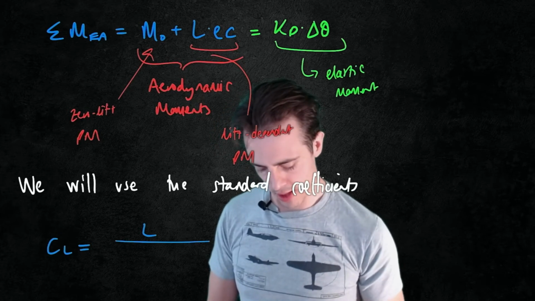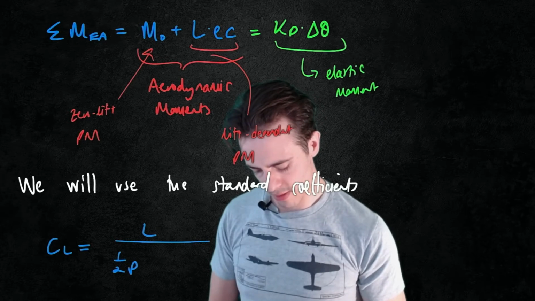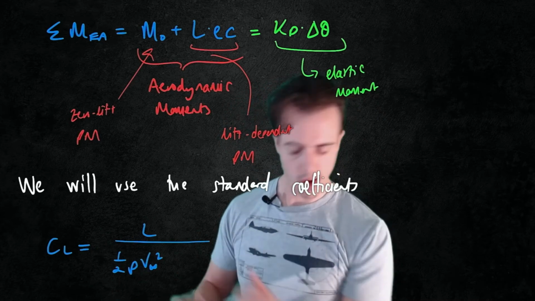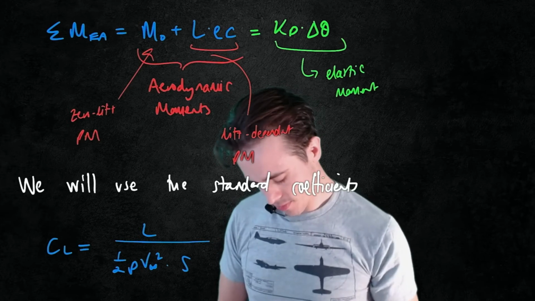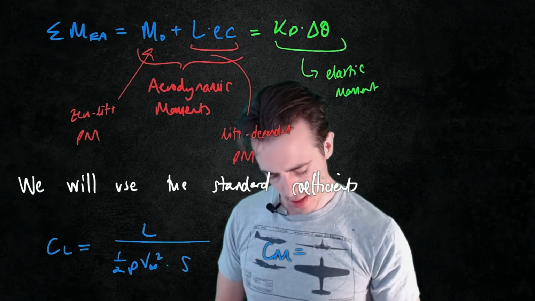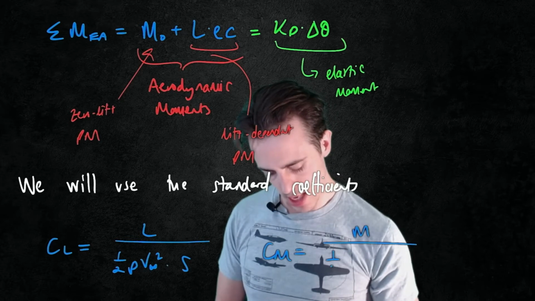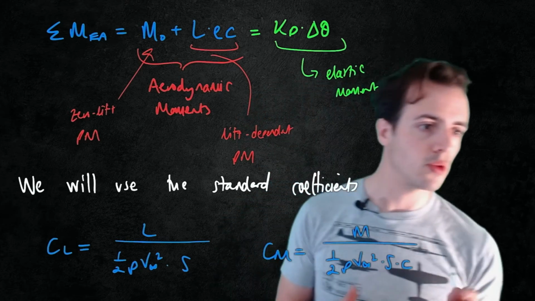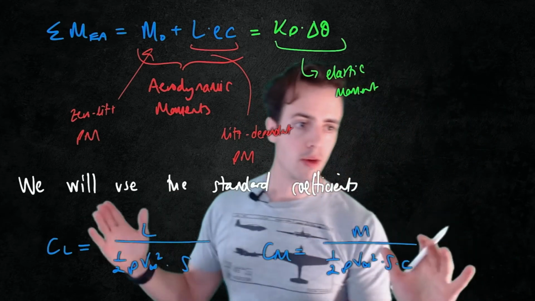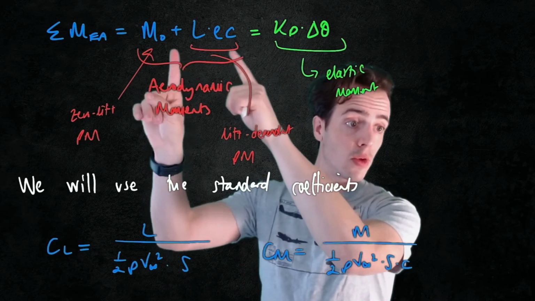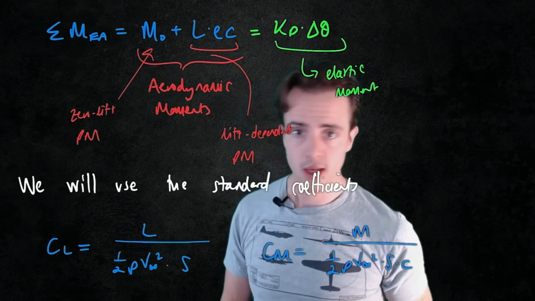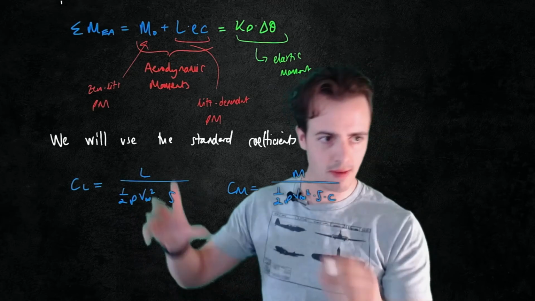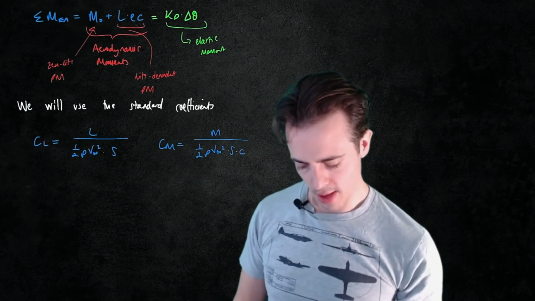So the lift coefficient is equal to the lift divided by a half rho V infinity squared, so that's the dynamic pressure, multiplied by S. And then the moment coefficient is equal to the moment divided by the same denominator multiplied by the chord. So we're going to use these two standard coefficients to re-represent these two terms, and that's going to help us. So let's keep this up there. This is why my pages get bigger and bigger as I go along, because I have to keep things visible so I can keep working down the page.